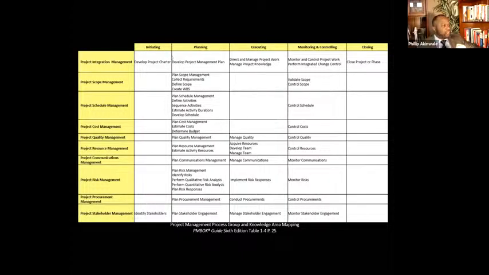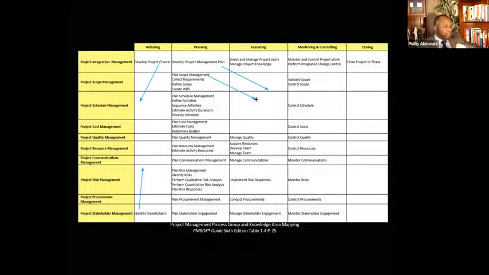You should be able to look up develop project charter and say, oh, these are the two outputs, project charter and what? The assumption log. Identify stakeholders. Oh, my output is a stakeholder register. Develop project management plan. My output is this. Plan scope management. My output is requirements management. You guys need to get to this level.